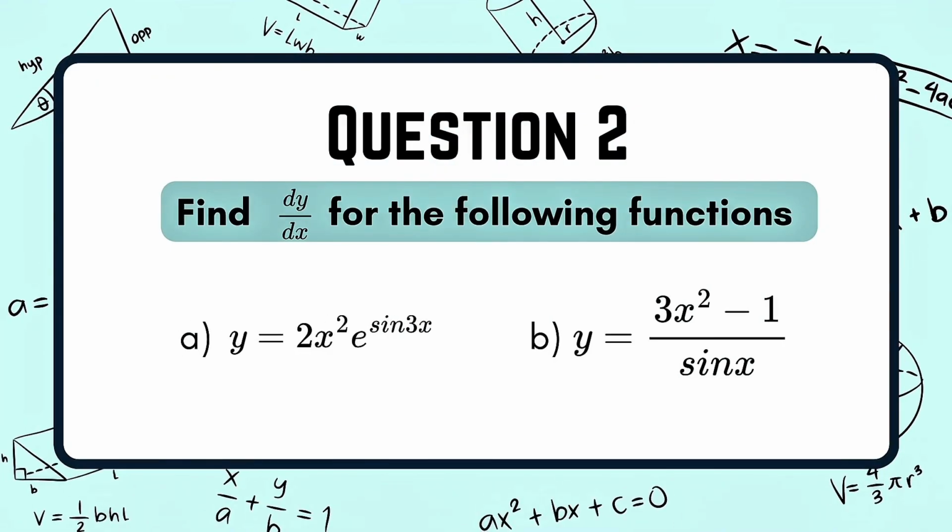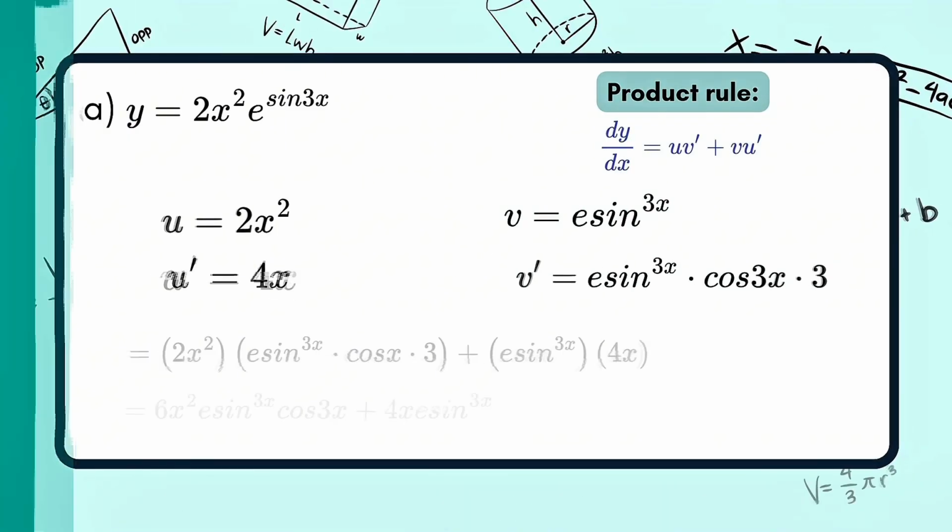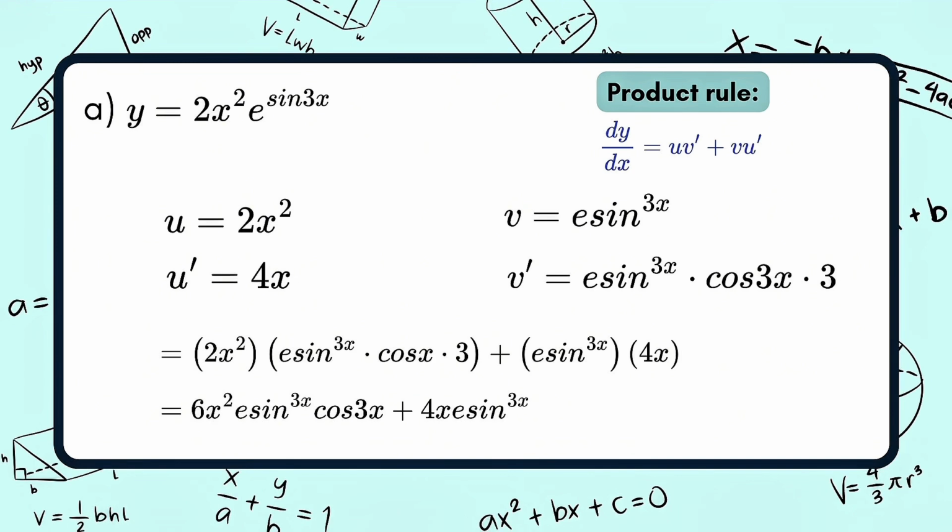Hi, it's me Arya. Now let's do question 2, which is find dy/dx for the following functions. For question A, it is y equals 2x squared e to the power of sin 3x. For this question, we need to use the product rule, which is dy/dx equals u v prime plus v u prime. So u is 2x squared and v is e to the power of sin 3x. Now we differentiate u, it will become 4x, and for v prime, it will become e to the power of sin 3x multiplied by cos 3x multiplied by 3.